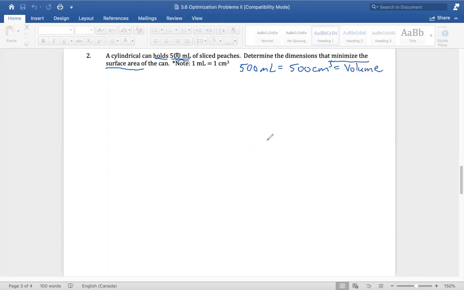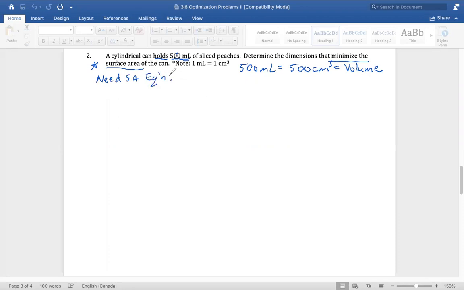Now that's not the first equation we should come up with though, because it's always what it's asking us to optimize. So we want to minimize the surface area. So what we need is a surface area equation, right? So again, first is always to do the drawing. So maybe let's start there. Let's just write down here that we need a surface area equation to start.